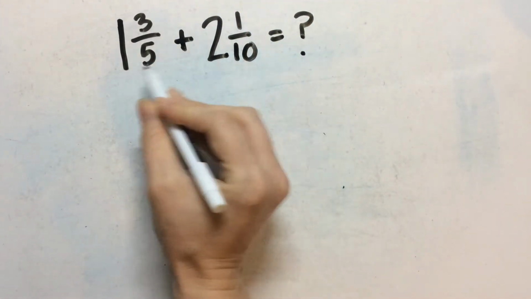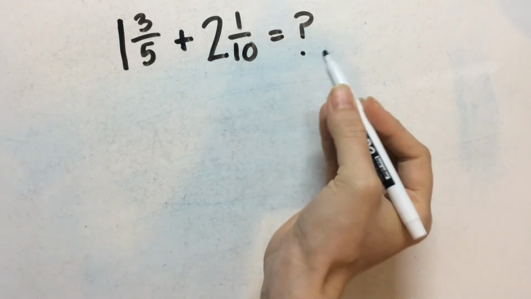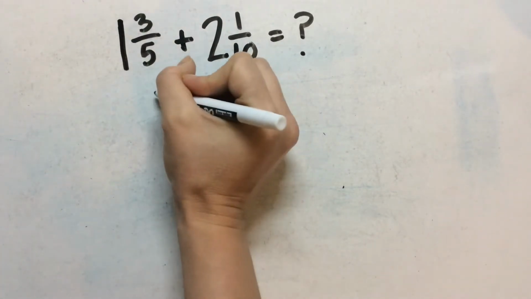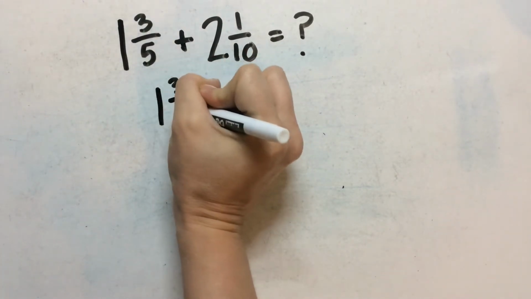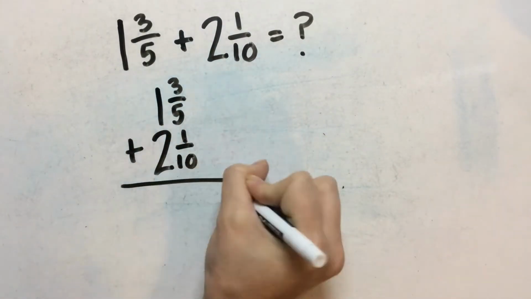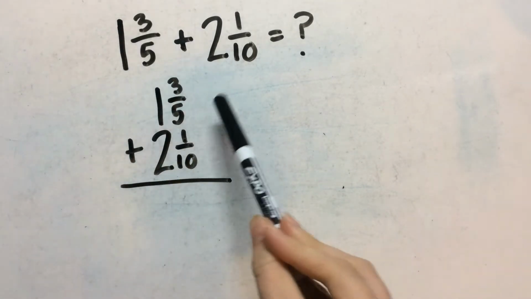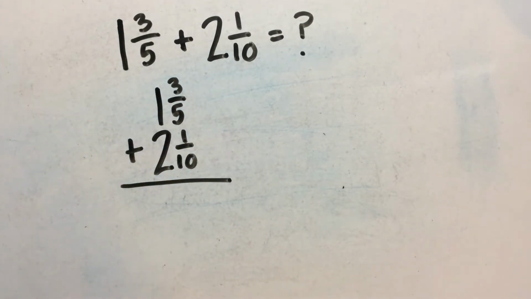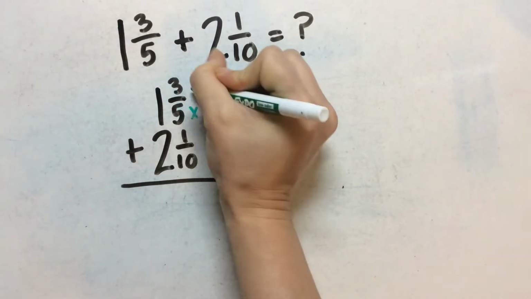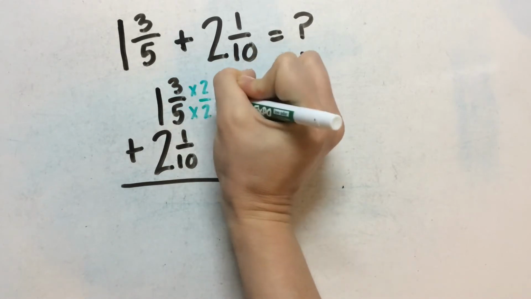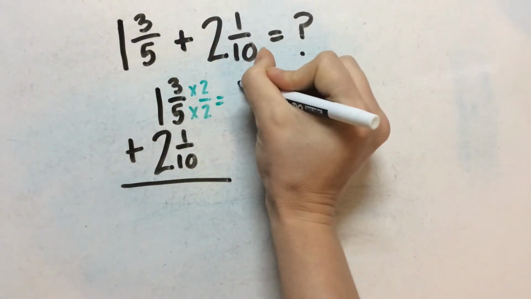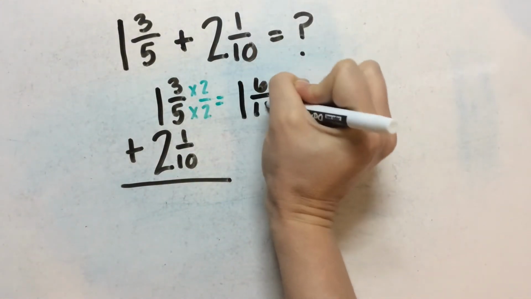Now, fifths and tenths are not common denominators, so we need to find common denominators. The first thing I like to do with mixed numbers is stack them vertically. So 1 3/5 plus 2 1/10, like this. And then I'm going to write my equivalent fractions on this side with the common denominators. I know that fifths can change into tenths by multiplying by 2 on the top and the bottom, giving me an equivalent fraction of 1 6/10.